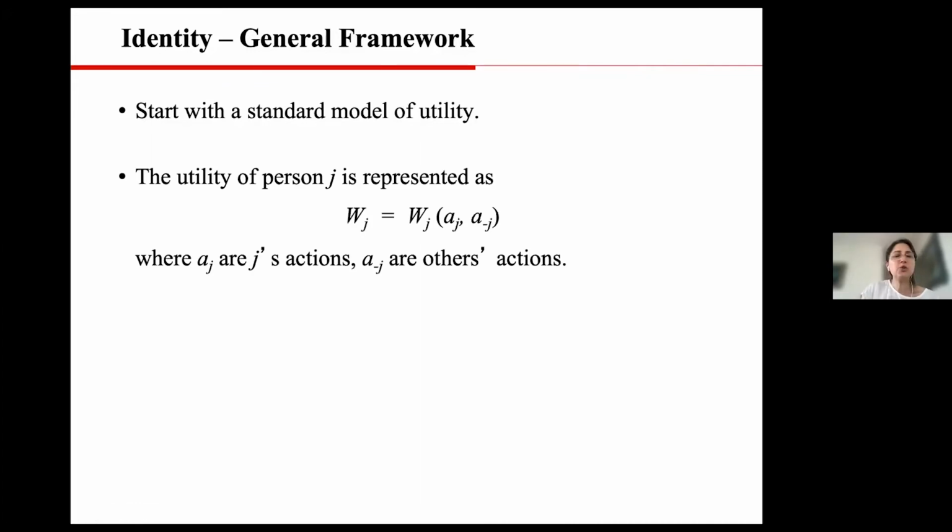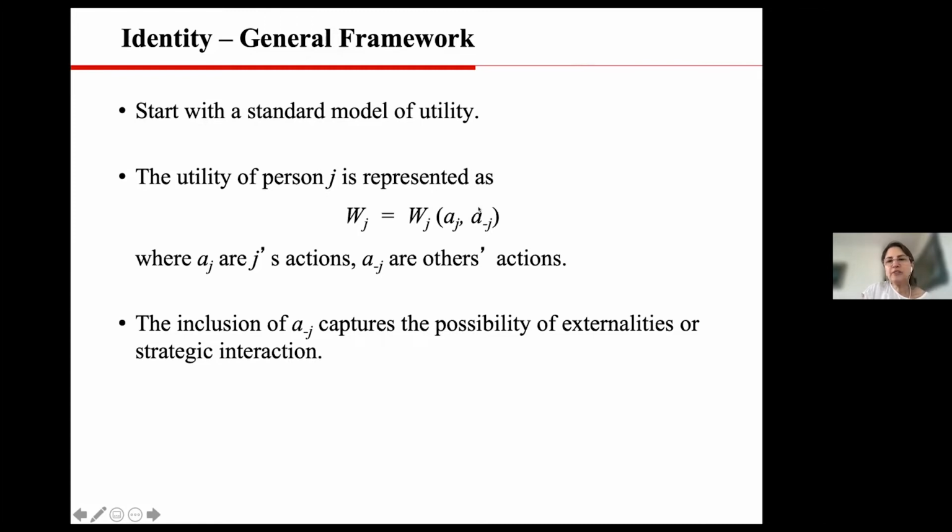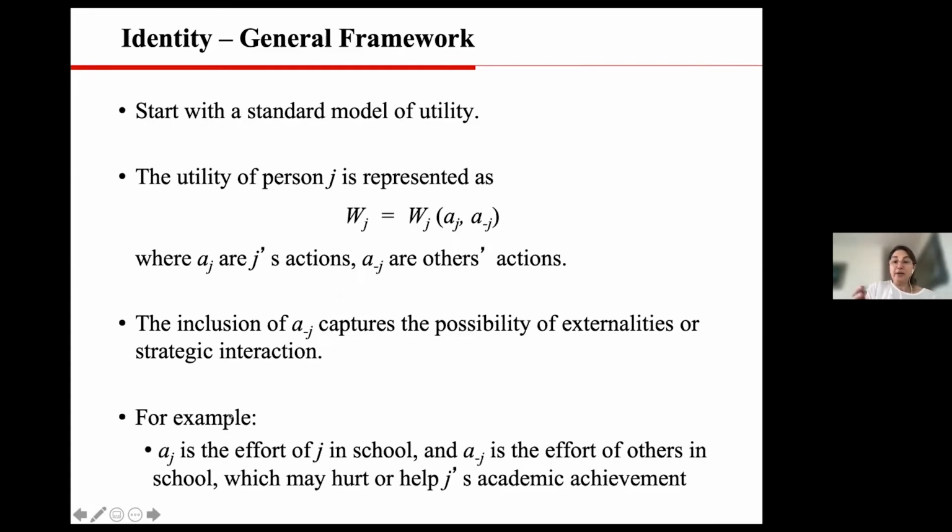A standard model of utility might be something like the utility of person J is some function W, and it's a function of AJ, which is J's actions, and A not J, which is other people's actions. Now, the inclusion of A not J captures the possibility of externalities or strategic interactions, right? So this could be how much I study in school and how much you study in school, and that may determine my utility, because there could be complementarity, say, between how much we study in school. Okay, so this is completely standard. So AJ is the effort of J in school, and A not J is the effort of others in school, which may or may not hurt J's academic achievement.